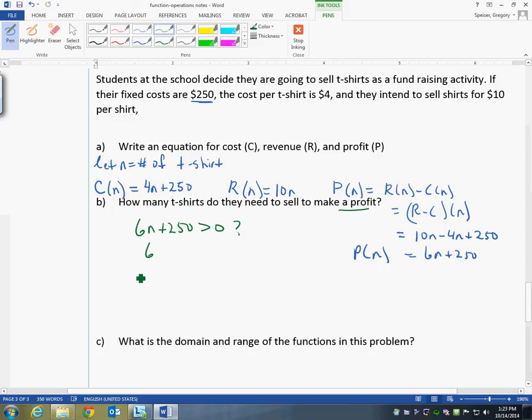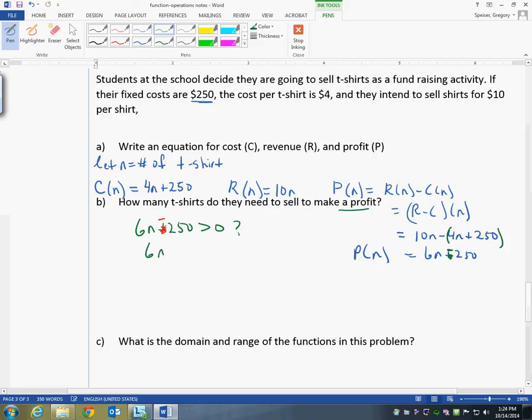Oh, did I make a mistake here? Oh, I think I did, and let's see if I can find my mistake. It's the old parentheses error, isn't it? 10n minus c of n, so it's 4n plus 250. So this should have been a minus 250. And the reason why I caught it, I was thinking, oh, if I solve this, I'm going to get a negative value, and I don't want to sell negative t-shirts. So I thought there must be a problem here. So here's the problem. This should be a subtraction, right? It shouldn't be a plus. So we'll continue on here.